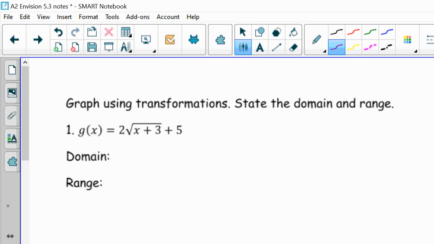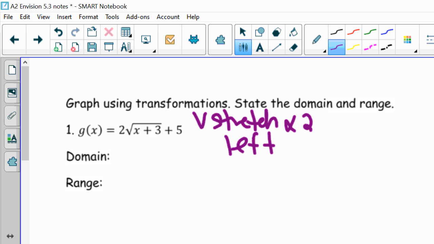So let's graph using the transformations, and we're going to state our domain and range, and then we can also talk about increasing or decreasing. So number one, I have g of x equals 2 times the square root of x plus 3, all of that plus 5. So I see that I've got a vertical stretch by 2. The plus 3, so I'm going to go left 3, plus 5, up 5.